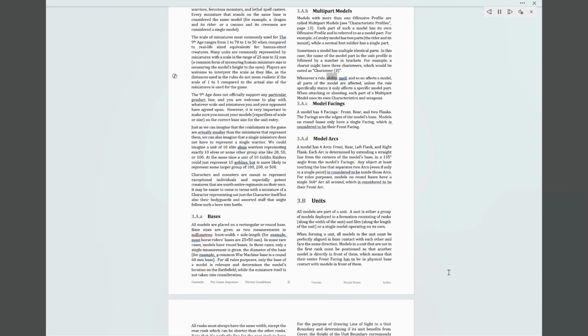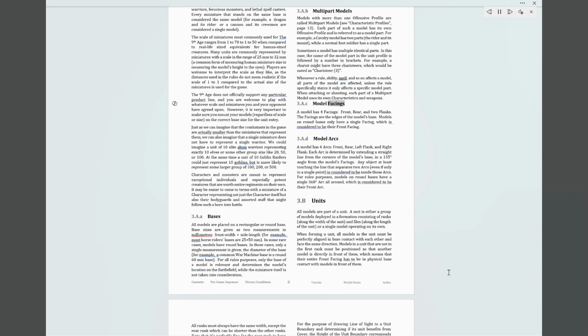Whenever a rule, ability, spell, and so on affects a model, all parts of the model are affected, unless the rule specifically states it only affects a specific model part. When attacking or shooting, each part of a multi-part model uses its own characteristics and weapons.